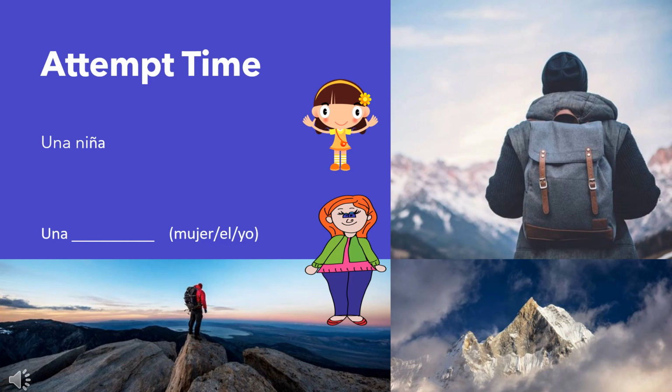Next you have fill in the blanks: una dash. Now you have to enter mujer or el or yo. What do you think? Which is the correct word to enter here with una? I'll give you a few seconds so that you can try to remember what you should use here.